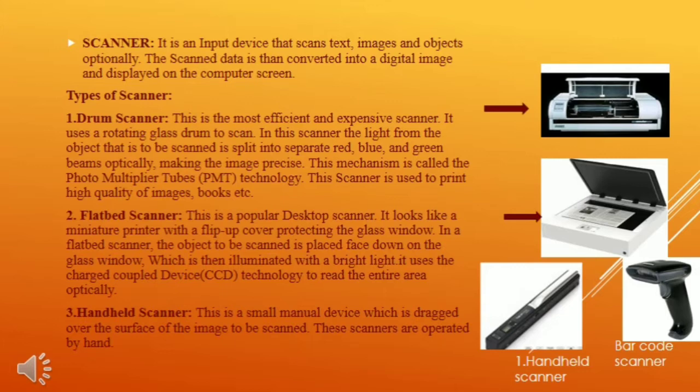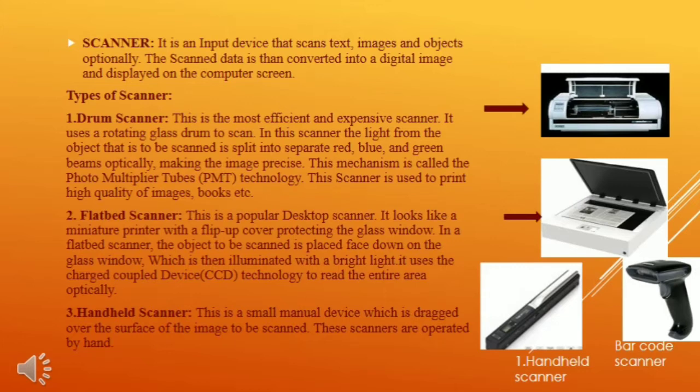Flatbed scanner is the desktop scanner. It looks like a miniature printer with a flip-up cover protecting the glass window. In a flatbed scanner, the object to be scanned is placed face down on the glass window, which is then illuminated with a bright light. It uses the charge coupled device, CCD technology, to read the image optically. Depending on its size, a flatbed scanner can fit a standard page.